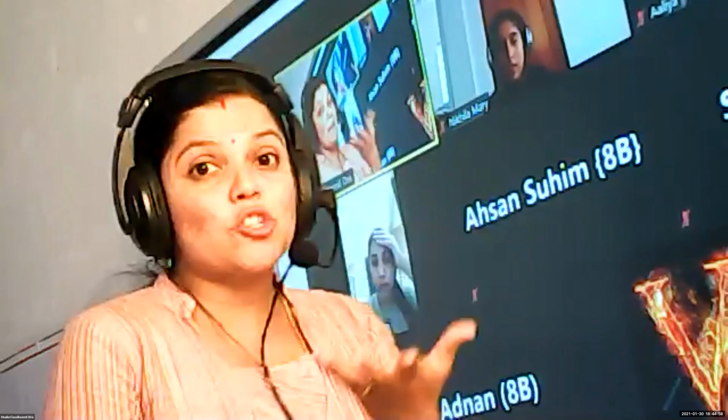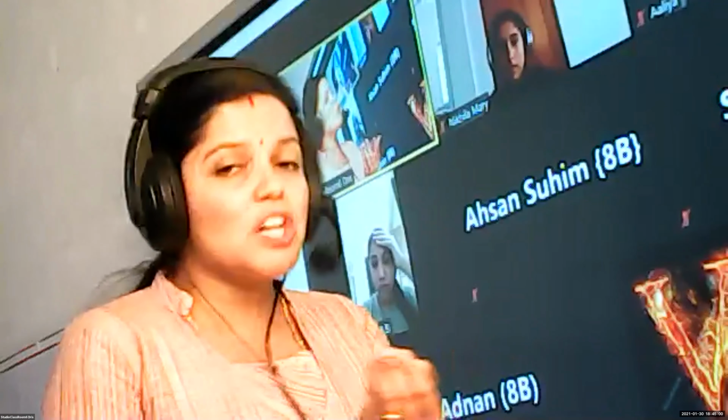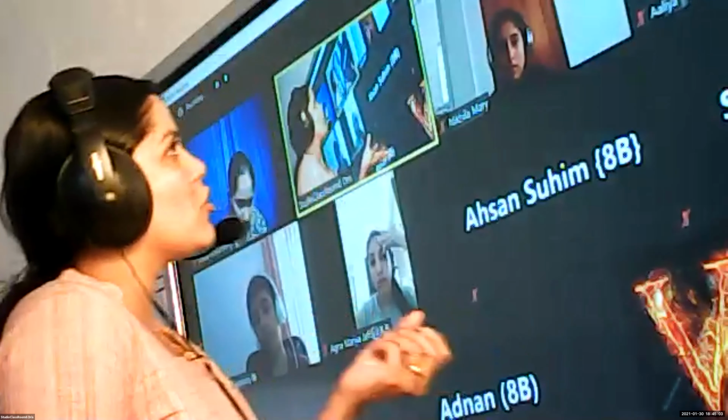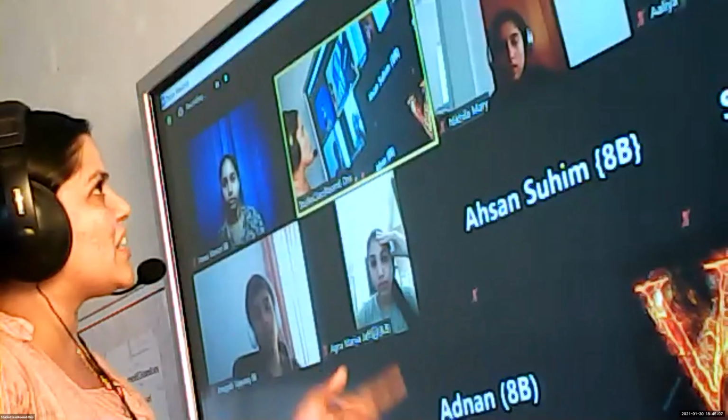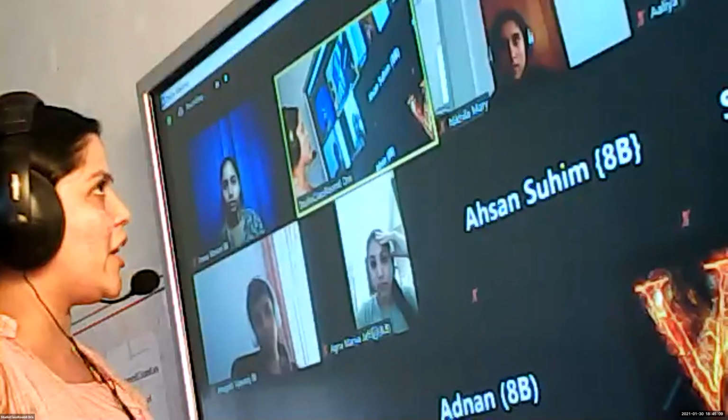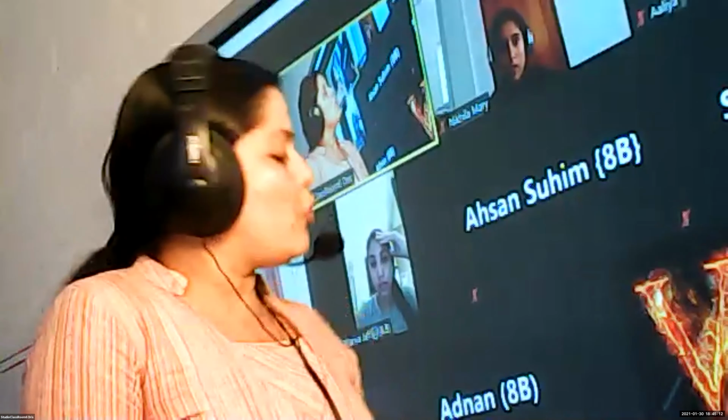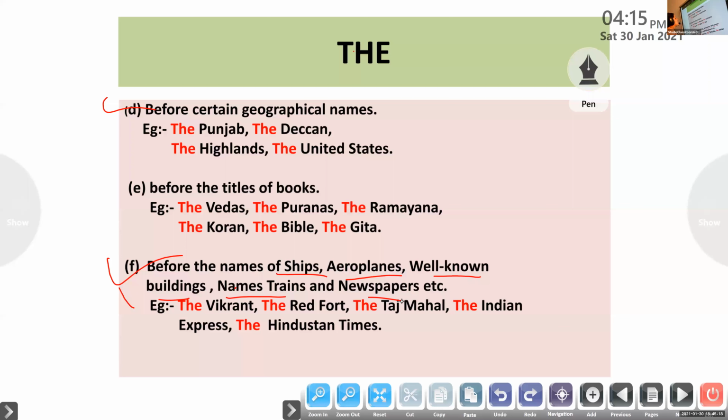Okay, so children, the metro, we normally use 'the metro'. Why the metro? Because there is only one metro service. The metro, it is a particular thing we are mentioning here, right? So children, we are also going to use 'the' before the names of certain monuments and buildings, like the Red Fort, the Taj Mahal, etc. Any other monuments or buildings?